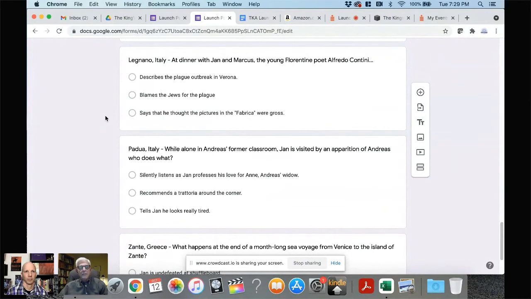And this is why. So they had dinner in Legnago with a young Florentine poet, Alfredo Contini, who describes the plague outbreak, which is true. That's the answer. He does not blame the Jews for the plague because he himself is Jewish.